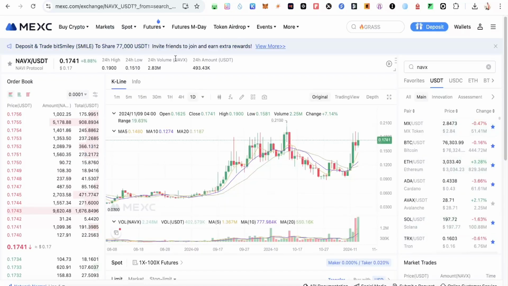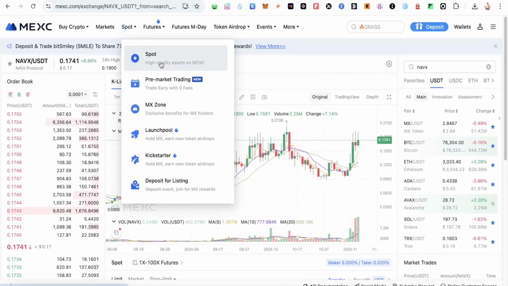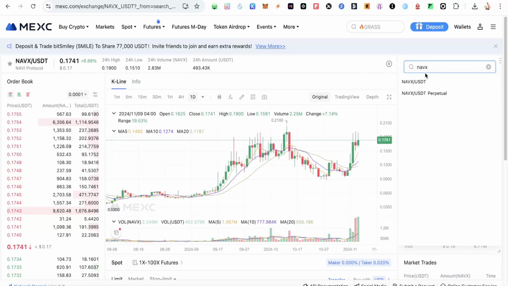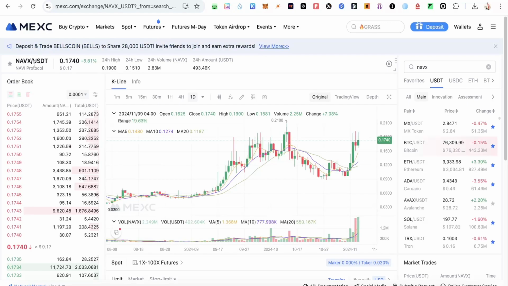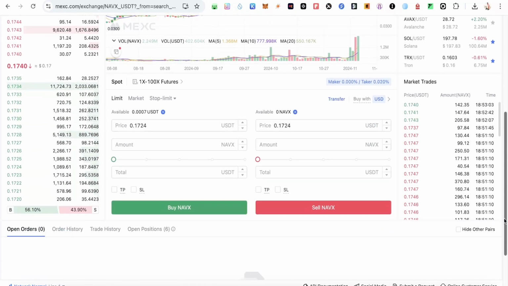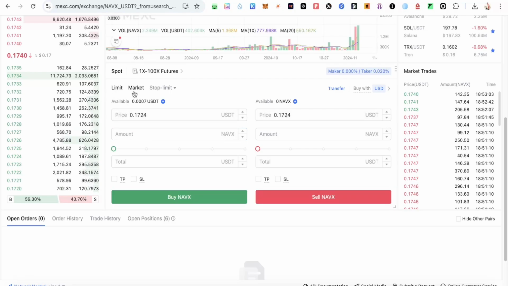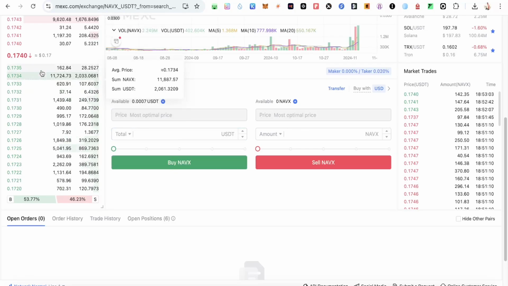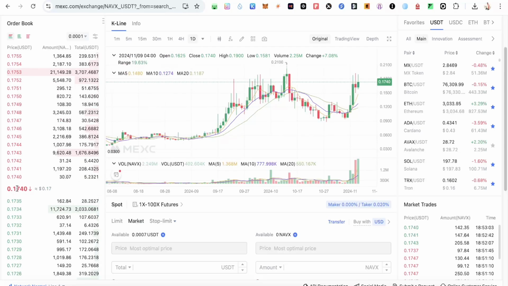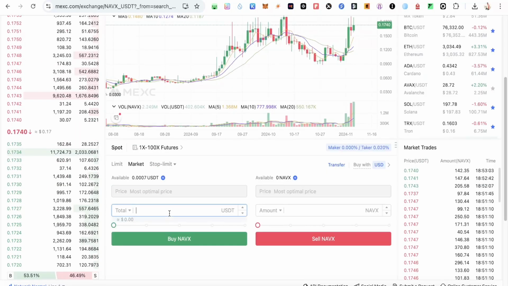Now, once you're here on Mexi Global, simply click on spot and over here, search for NAVX. This is basically the Navi protocol token, and select the pair Navi protocol to USDT. Now go a bit down. There are two types of order. One is a market order and one is a limit order. Market order means you buy the Navi protocol tokens at the current market price, which is this one. So simply put in the amount of USDT.